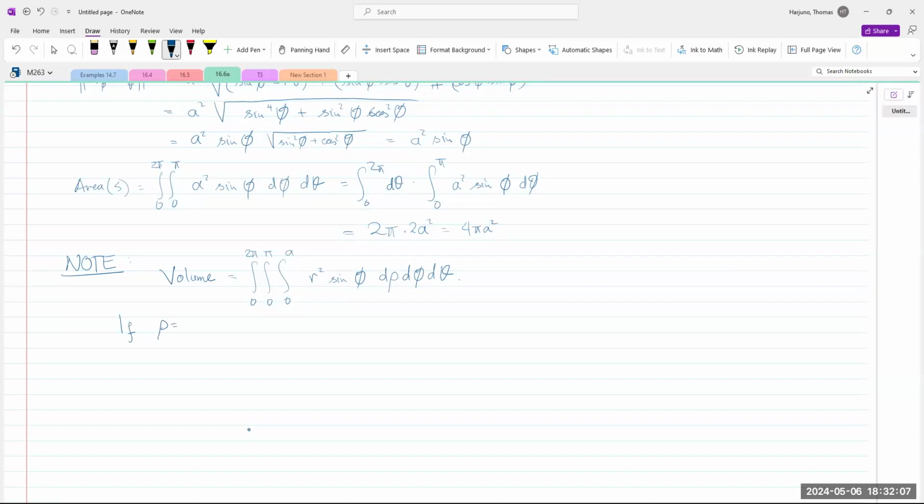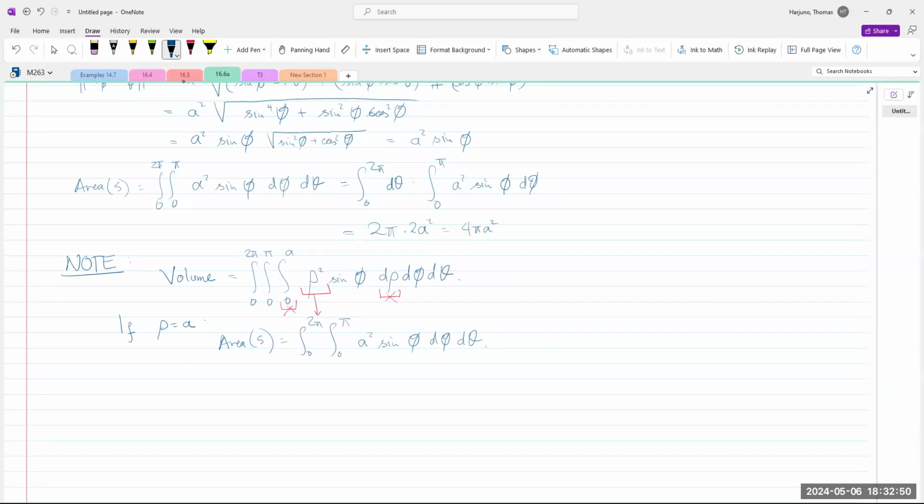Okay, now if the rho is constant a, right? If rho equals the constant a, then what happens is this rho squared becomes a squared, but we don't integrate with respect to rho anymore because it's already constant. If rho equals a, then the surface area instead of volume is the integral from 0 to pi, integral from 0 to 2 pi, of a squared sine phi d phi d theta.